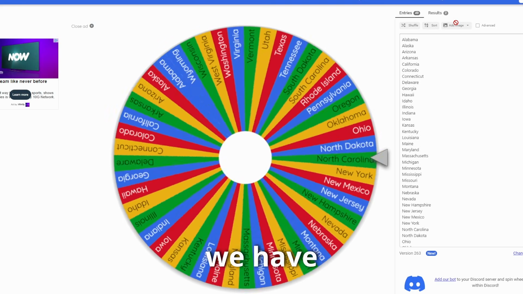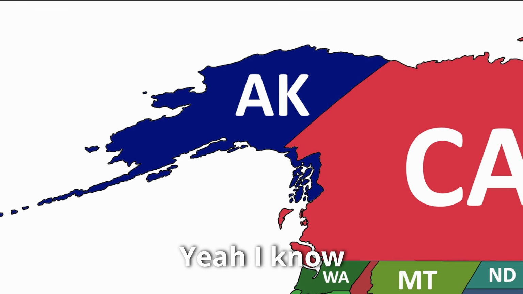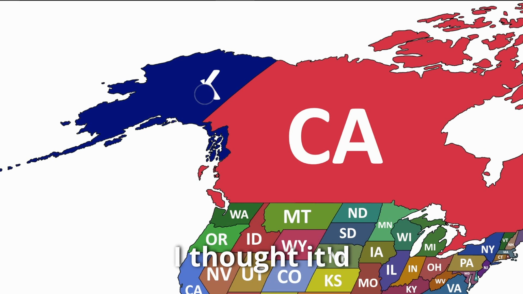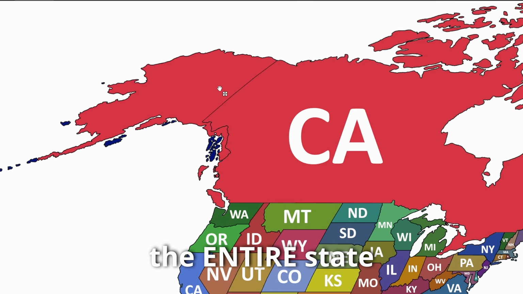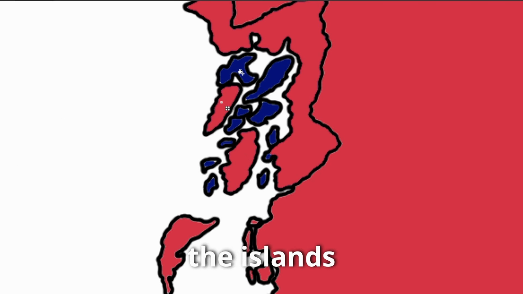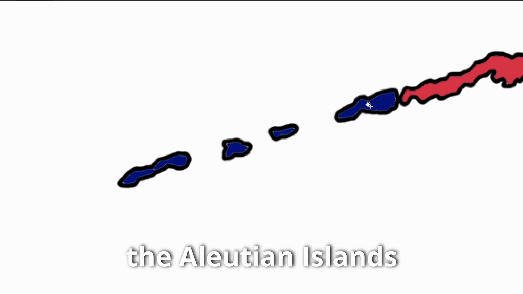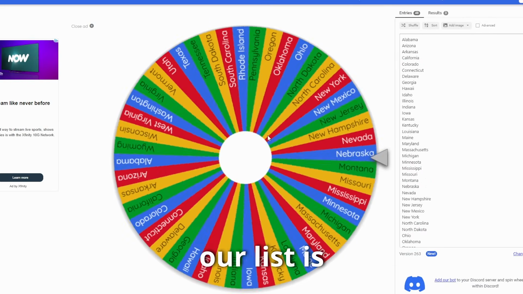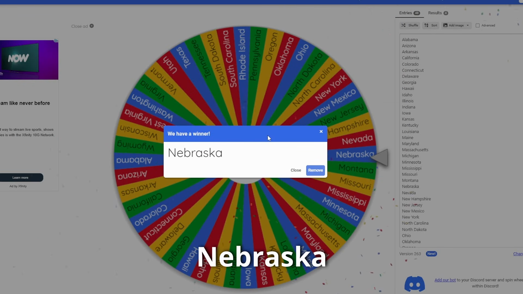For the next one, we have Alaska. Yeah, I know exactly what to do for these guys. Since Canada is on this map as well, I thought it'd only be fitting that we clean up the borders a little and give them the entire state. Let's also give them the islands down here as well. Can't forget about the Aleutian Islands either. And there we go. Alaska has been fixed. You're welcome, Canada.